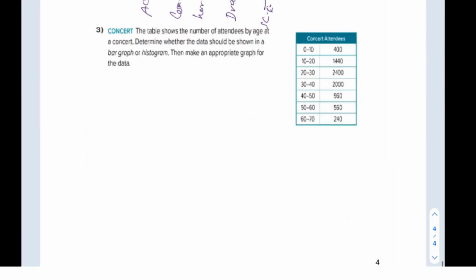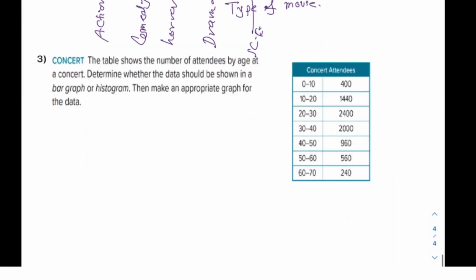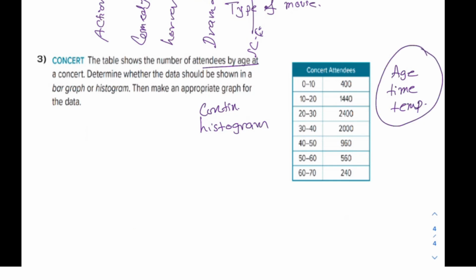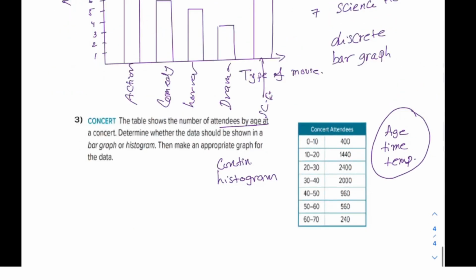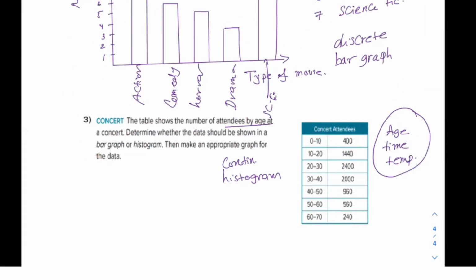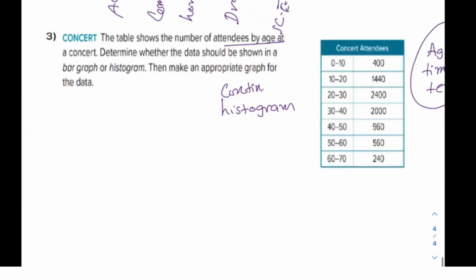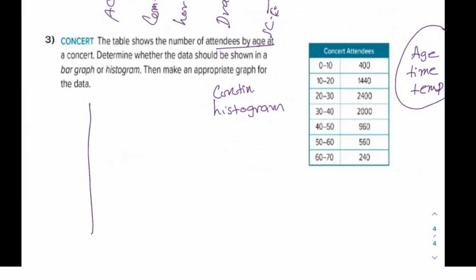Let's see this one. This one is a little different because it is including the relation between what? Age, attendee. It shows the number of attendees by age at a concert. So since it is age, then it is continuous. And when it is continuous, we are going to use histogram. Remember, age, time, temperature, all of these, we are going to use histogram. So we are doing the same thing exactly, but we are going to make the bars touching each other, stick the bars together. And in this case, we are going to draw the intervals as he specified here.